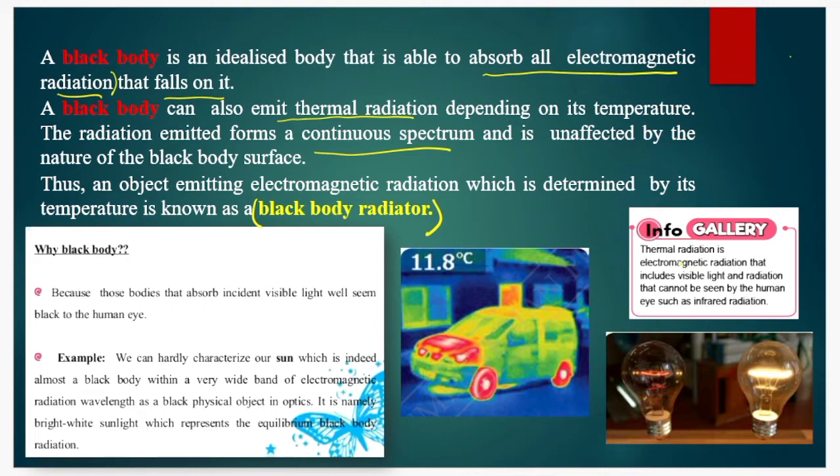Thermal radiation is electromagnetic radiation that includes visible light and radiation that cannot be seen by the human eye, such as infrared radiation. As an example, a bulb at low voltage has a small current, so you can see the filament gives a reddish color. When voltage is increased, it becomes a more yellowish color. This you can explain by using the spectrum of visible light as we discussed before: red, orange, yellow, green, blue, indigo, and violet.